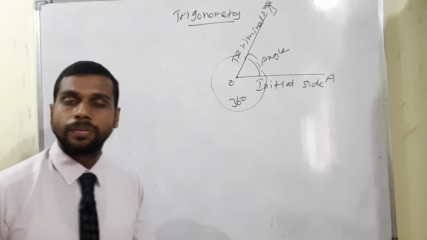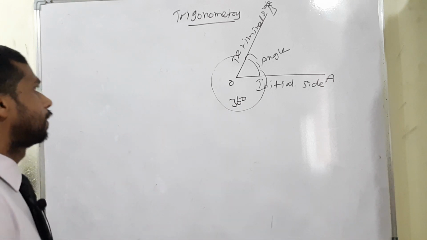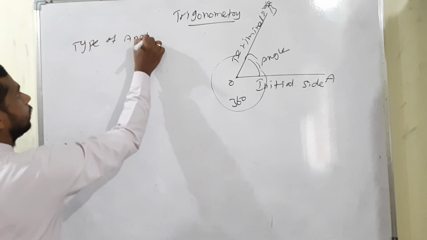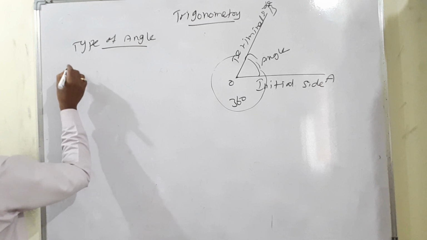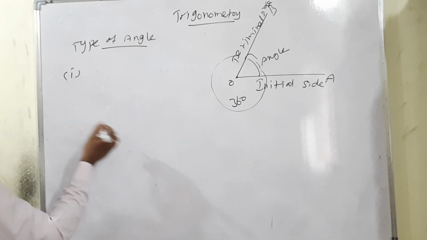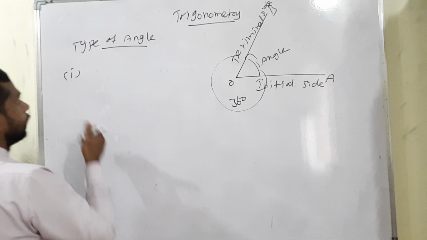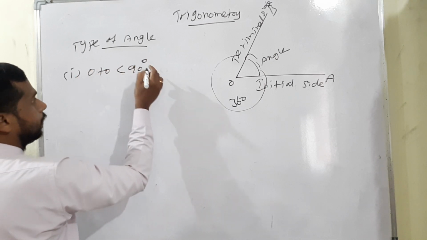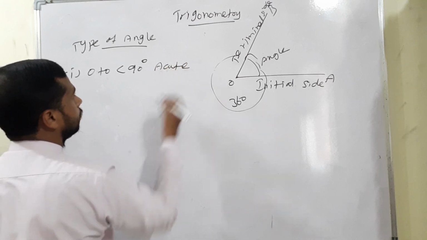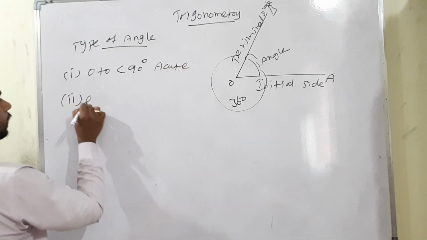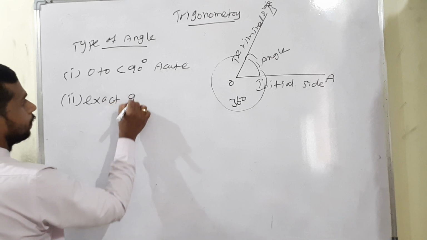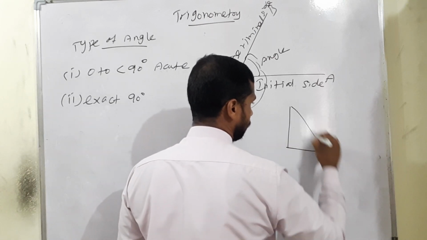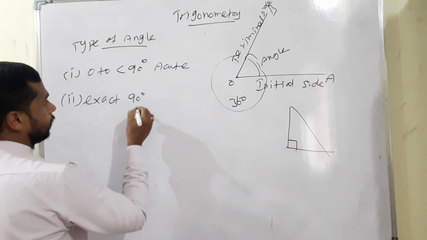We have different types of angles also, isn't it? So what are the types? Type of angle: first one, 0 to less than 90 degrees, that is called an acute angle. Then exactly 90 degrees. We already know exact 90 degrees means a right angle, isn't it?